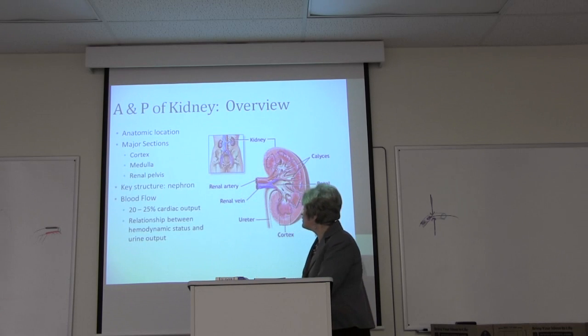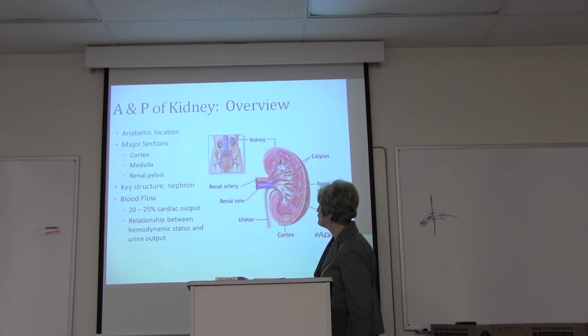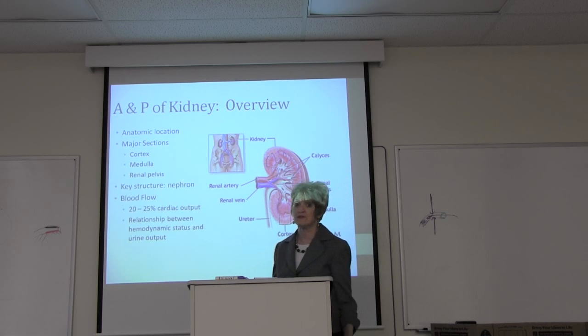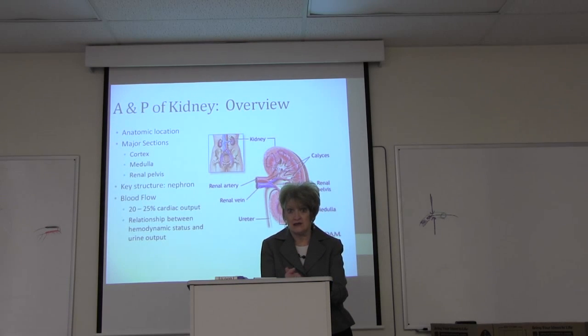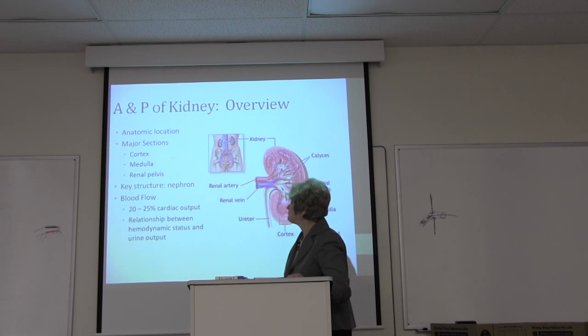So we're going to quickly look at the kidneys, just a quick overview. You already know that the kidneys are located in the retroperitoneal space, which of course provides them with a lot of protection because that means they're outside the abdominal cavity, and that any problems within the abdominal cavity, such as peritonitis, have no impact on the kidneys.